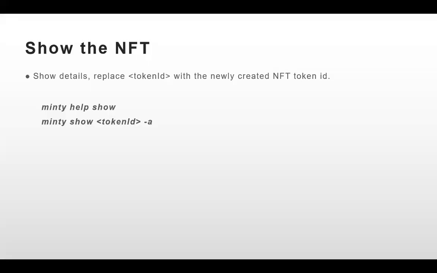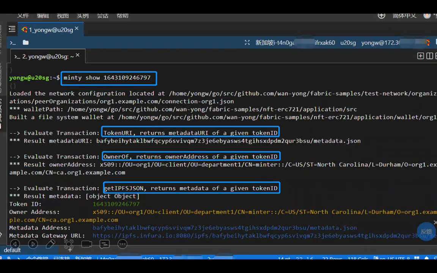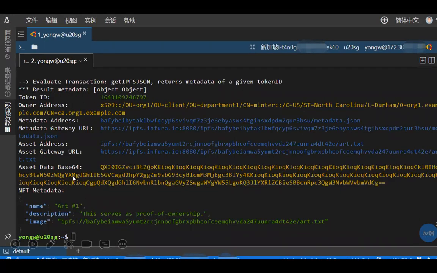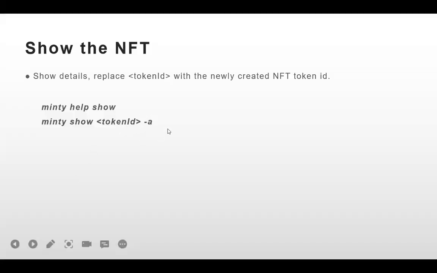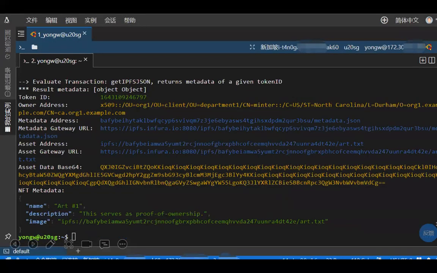And then after we do the mint, we will show what we minted just now. Just like we input the token here, and then the A is for asset, meaning here. You can see we just put the token ID, and we'll see the transactions and get the response. The A here stands for whether we need a base64 encoded content for the content. You can have a look at this.